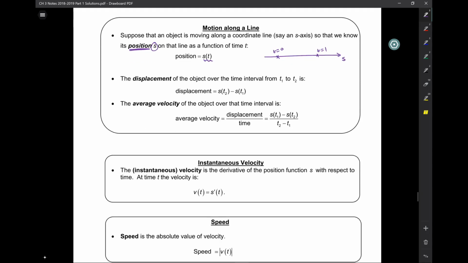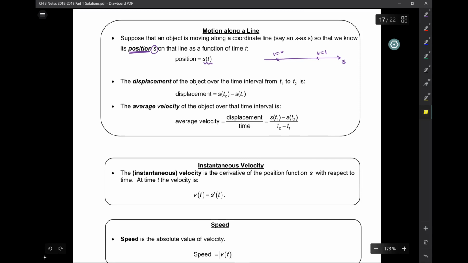Okay? Now, if S of t is the position, then what is the displacement? The displacement of the object over the time interval from t1 to t2 is, here it is. This is the formula for displacement. It's S of t2 minus S of t1. What is S? Position, right? S is your position. S of t2 is the final position. S of t1 is the initial position. That's displacement.